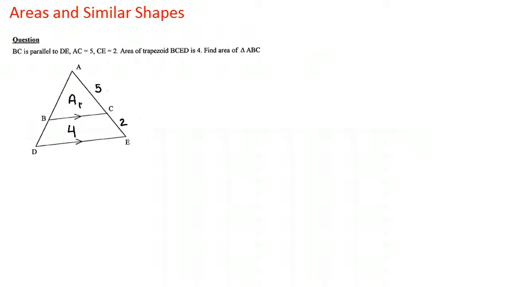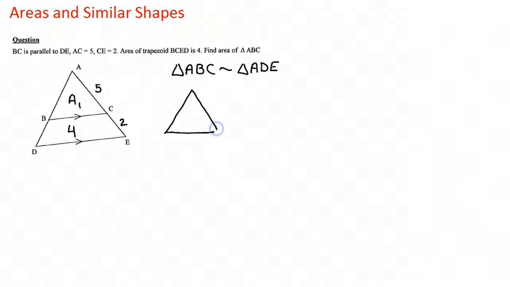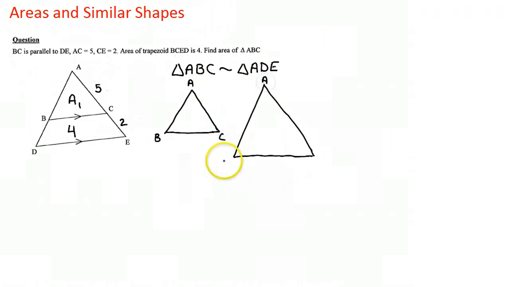So with a little bit of work, we can demonstrate that triangle ABC is similar to triangle ADE. And let's just draw these two triangles here just to help explain a couple things. So there's triangle ABC, this is A, B, C. This is A, D, E.